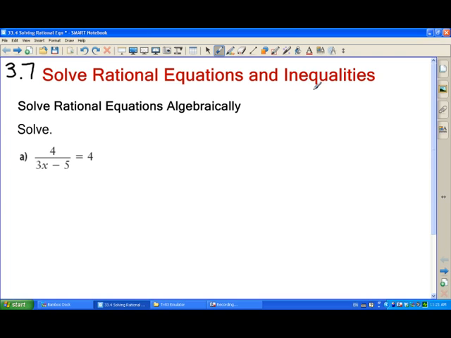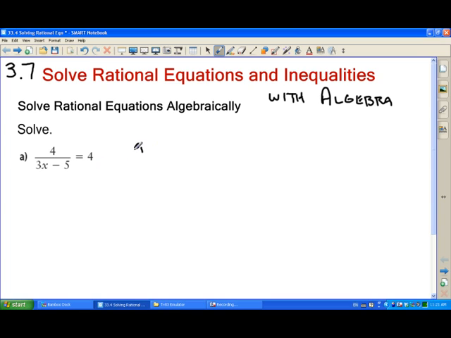Today we're dealing with lesson 3.7. We're going to be solving rational equations and inequalities with algebra. So a simple example to start with. We'd like to solve this equation, find the value of x that makes this equal to 4.